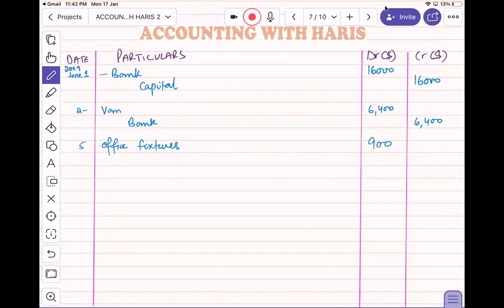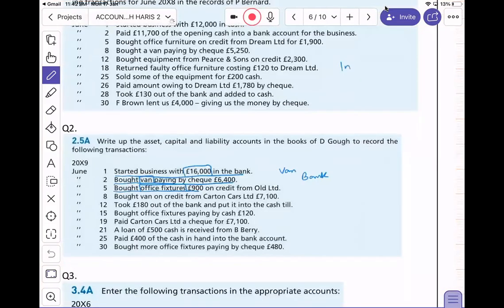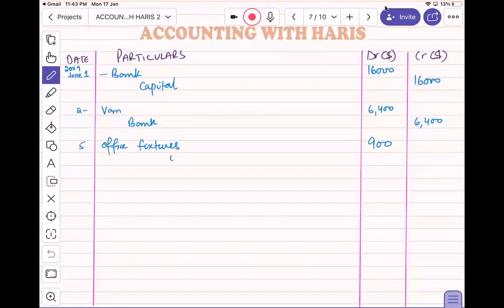But now you should ask yourself, how are they getting this office fixtures? They're getting it on credit from Ode Limited. So Ode Limited is your liability because you're buying on credit from Ode Limited. And if your liability increases, it gets credited. So your Ode Limited would get credited by $900.